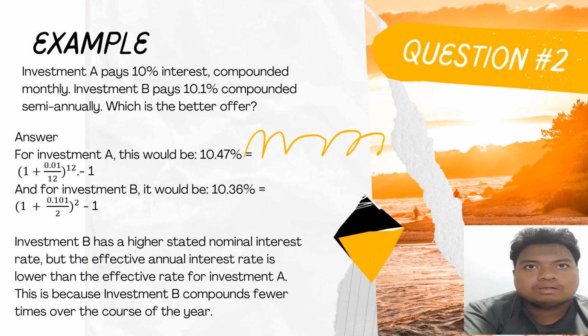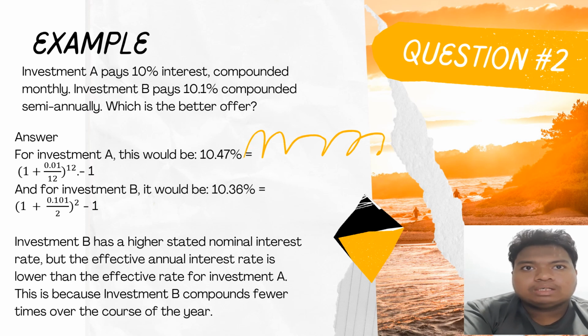Next question. Investment A pays 10% interest compounded monthly. Investment B pays 10.1% compounded semi-annually. Which is the better offer? The answer: for investment A, it will be 10.47%, by using the formula (1 plus 0.10 per 12) to the power of 12, minus 1. And for investment B, it will be 10.36%, by using the formula (1 plus 0.101 per 2) to the power of 2, minus 1.